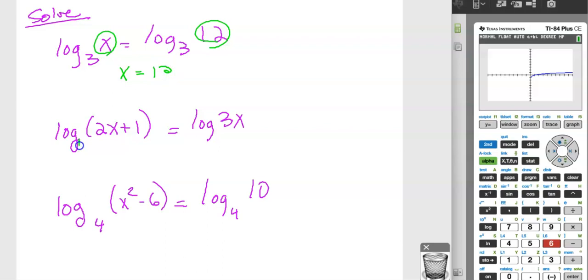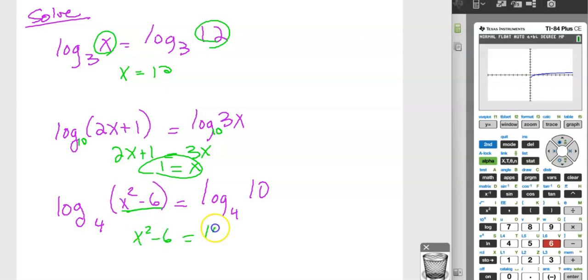So here I have log base 10, log base 10. That means 2x plus 1 equals 3x. And then you can solve it. x equals 1. Here, log base 4 equals log base 4. That means x squared minus 6 equals 10. And then you can solve this: x squared equals 16, x equals plus or minus 4.